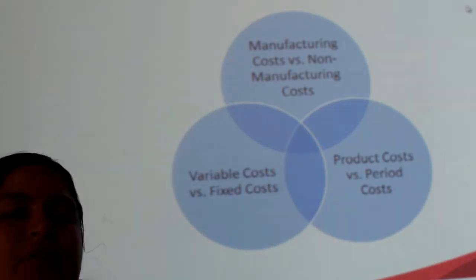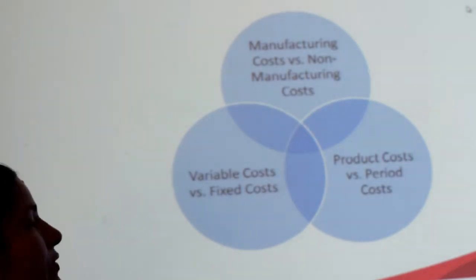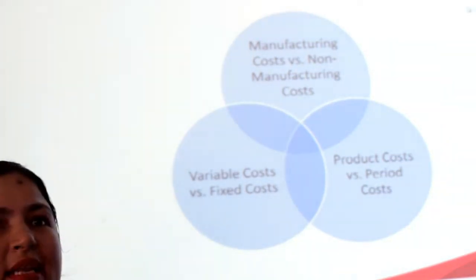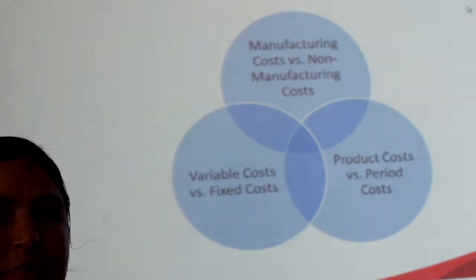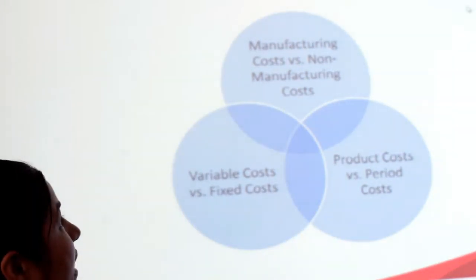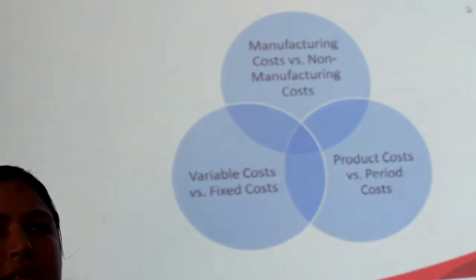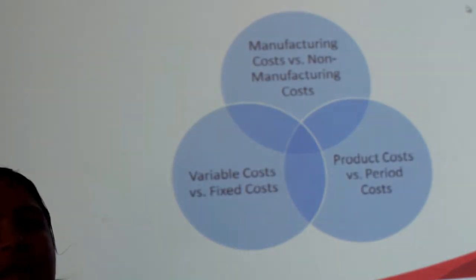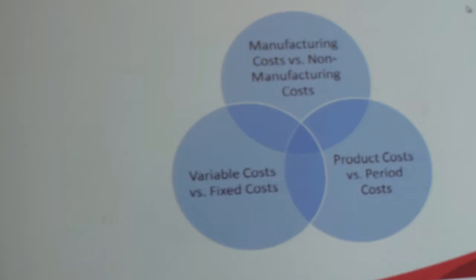For example, in manufacturing, your raw material and your direct labor come into manufacturing. Any factory overheads are manufacturing. When you look at the non-manufacturing side, your marketing, your admin, your finance, that all goes into non-manufacturing. So that's one way of classifying the costs. Which costs are we looking at there? We'll be looking at all of them when we look at marginal and absorption costing.